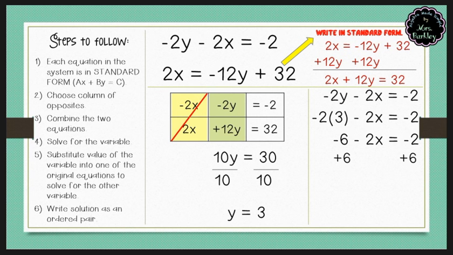We would add 6 to both sides, and we would have negative 2x equals 4. Divide both sides by negative 2, so x equals negative 2. So our ordered pair, the solution for this system, would be negative 2, 3.